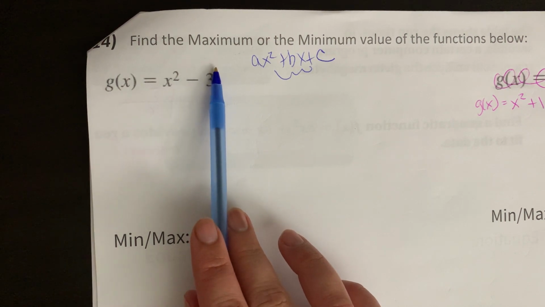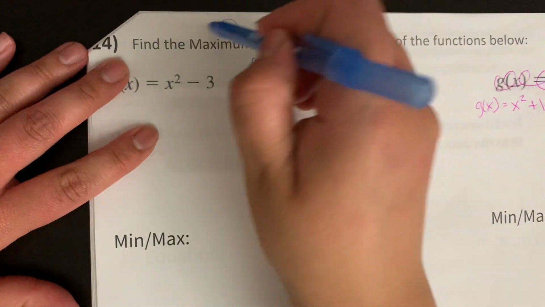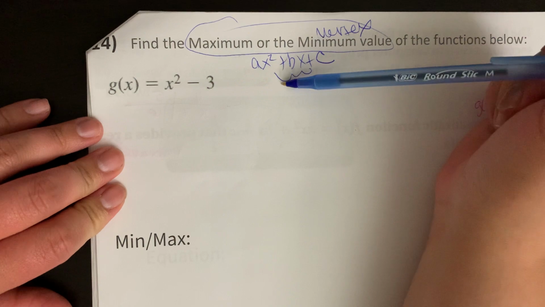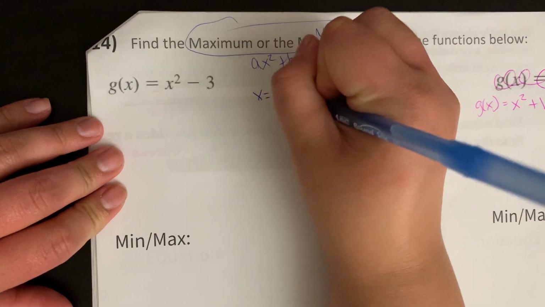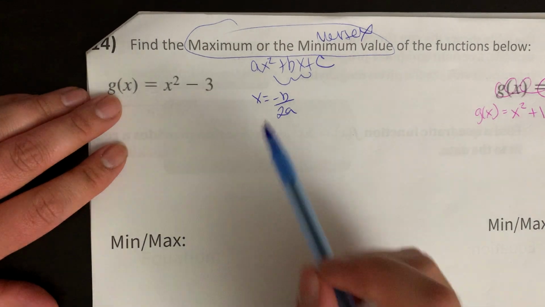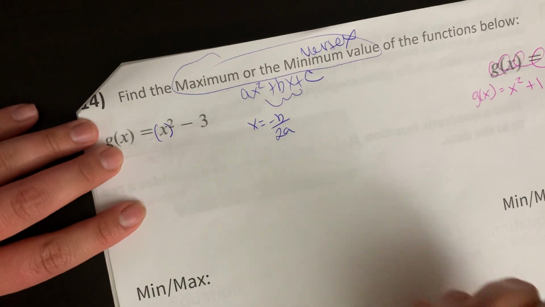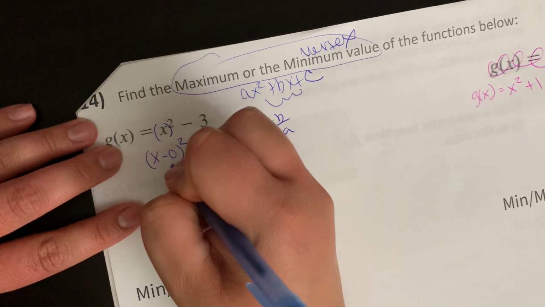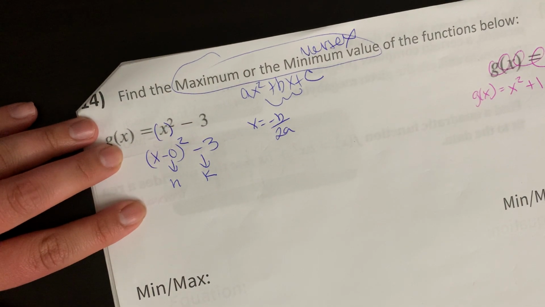To find the maximum or the minimum, we already know that means the vertex. You could find the vertex by doing x equals negative b over 2a, because technically this is standard form. Or, because the b term is missing, you can add parentheses, because what's really in there is (x minus 0) squared minus 3. Here's your h, here's your k. But this trick only works if the b term is missing.